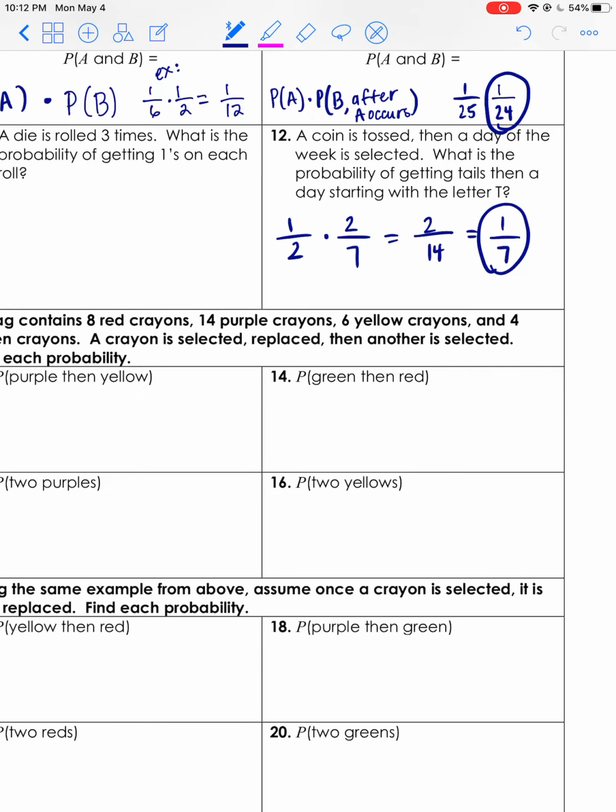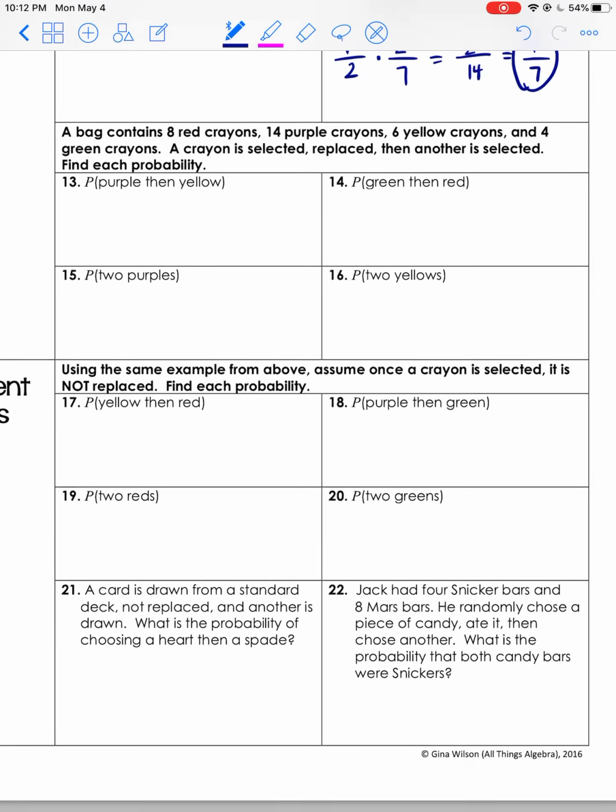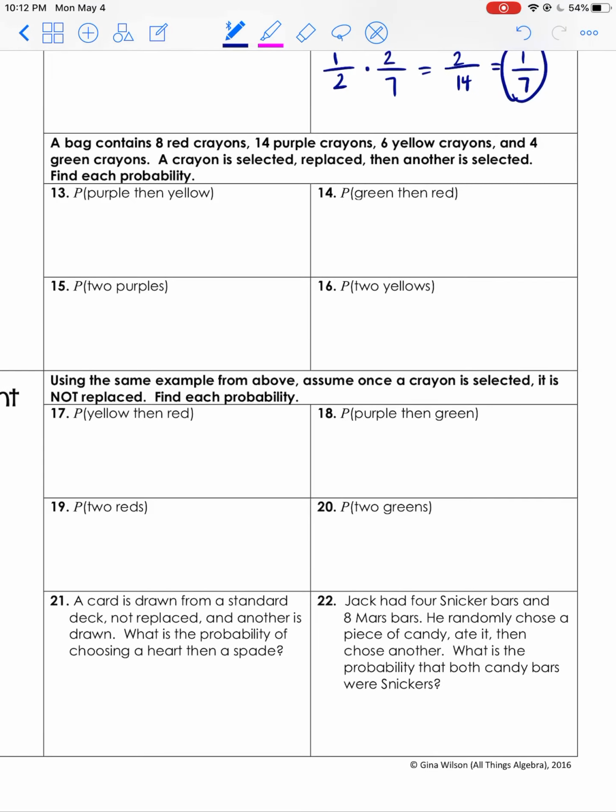All right, now on to this crayon set of questions, which I really like. A bag contains 8 red crayons, 14 purple crayons, 6 yellow, and 4 green. A crayon is selected, replaced, and then another is selected. Find each probability. All right, well, before we go any further, let's first find out the total number of crayons we have, because that's obviously going to be very important to us. So you just need to add up the 8, the 14, the 6, and the 4, and of course you're going to get 32 total.